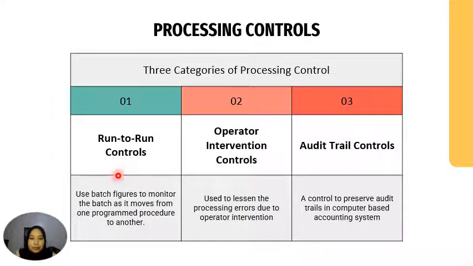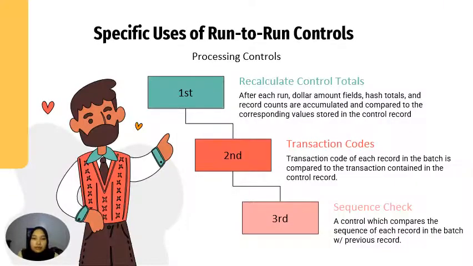So let us first discuss the run-to-run controls. This control uses batch figures to monitor the batch as it moves from one program procedure to another. The purpose of this control is to ensure that each run in the system processes the batch completely and correctly. So there are specific uses of run-to-run controls.